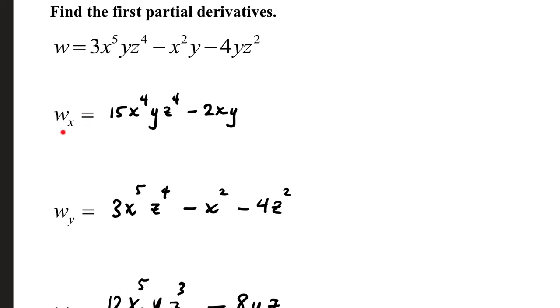So function w, partial derivative with respect to x, beginning with your first term. That's going to be 15x to the fourth. You pull down your y and z term, or variables, because you're only focused on the x part, taking the derivative of that. In the middle, taking the derivative of your x term, that's going to be a negative 2xy. Third term, there is no x, so its derivative is 0.